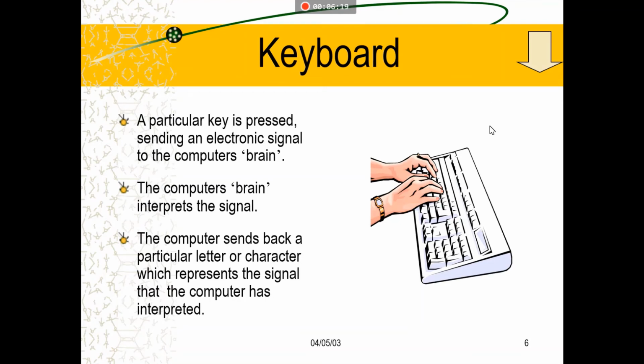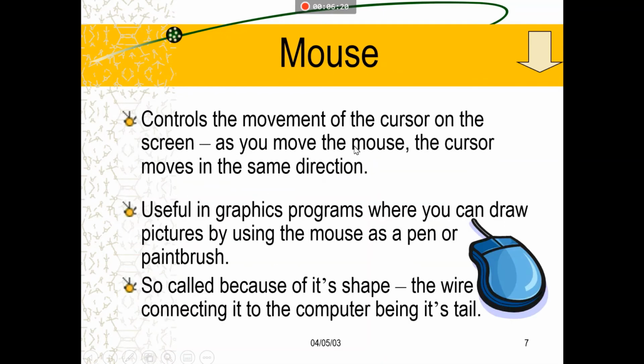Okay. Now, let us discuss the mouse. What is a mouse? The mouse controls the movement of the cursor. If you want to move the cursor left, right, up, down, that's why we have the mouse. As you move the mouse, the cursor moves in the same direction.